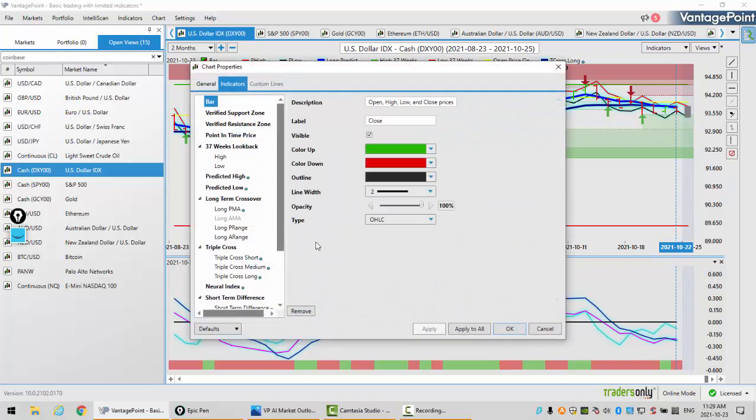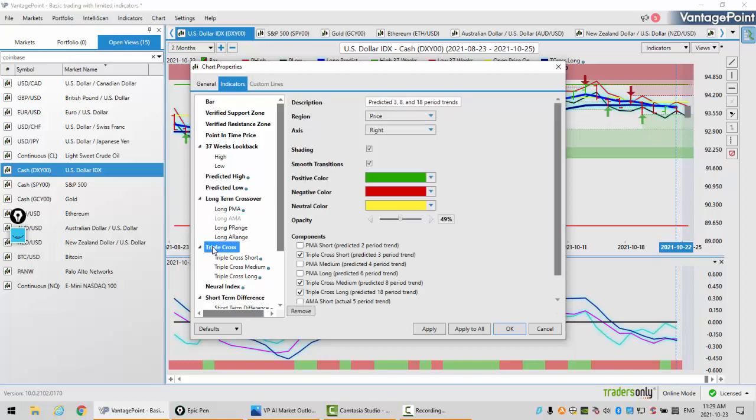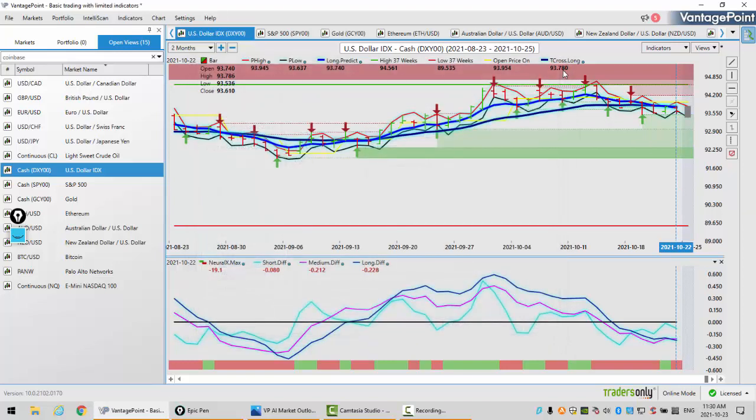We're simply clicking on the properties here. You can see that the long-term crossover, when we look at that long-term crossover, the actual moving average is removed. On the triple EMA cross, I have simply removed the short and medium term crossover right there, and I'm using strictly the T-cross long to identify the primary trend.